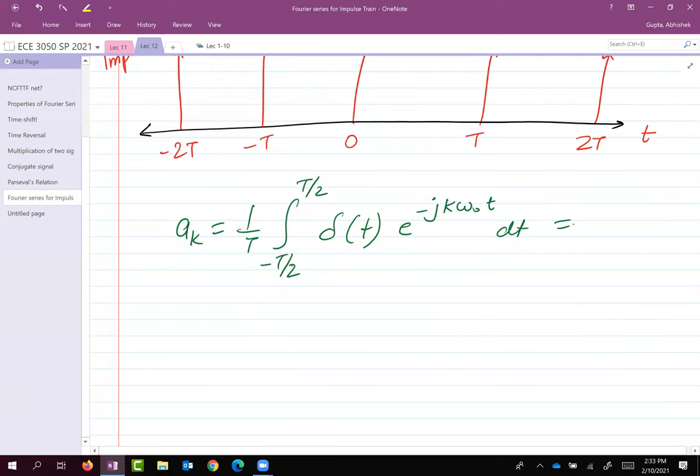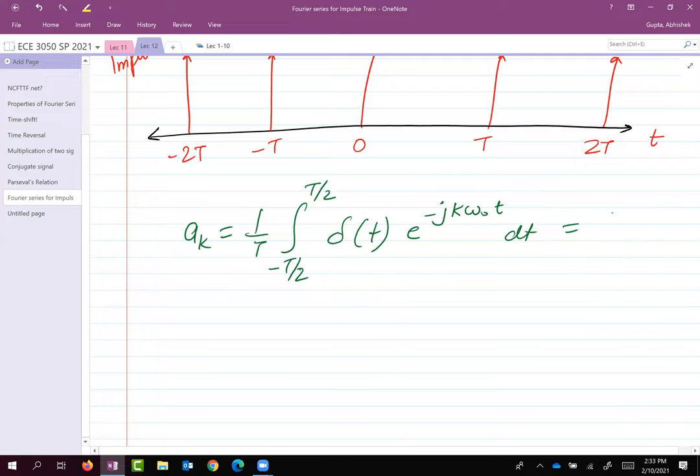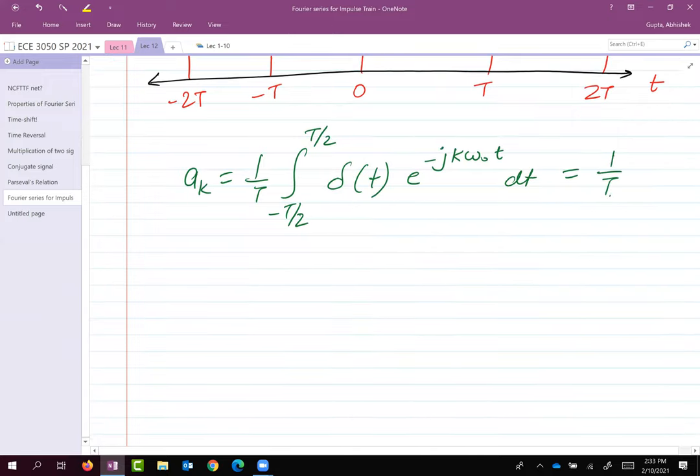What is this integral equal to? Just 1 over T. Yeah, this will be 1 over capital T. The reason why it's 1 over capital T is because remember that there is a sampling property of the impulse signal. So this is equal to delta(t) e raised to minus jk omega naught times 0, which is equal to delta(t). So I'm just integrating delta(t) from minus T over 2 to plus T over 2, and then I'm dividing it by T. So I get 1 over T.